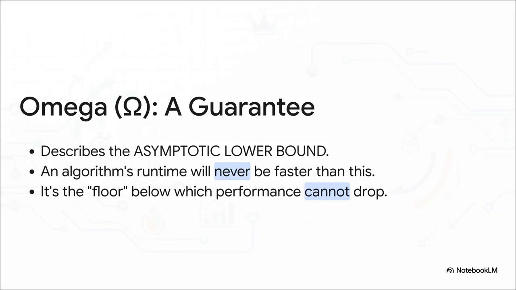So here's the key takeaway, the big idea. When we say an algorithm's running time is omega of g of n, we are making a solid gold guarantee. We're saying that once your input gets big enough, no matter how perfect the data, how lucky you get, the algorithm will take at least this much time. It's the fundamental speed limit.